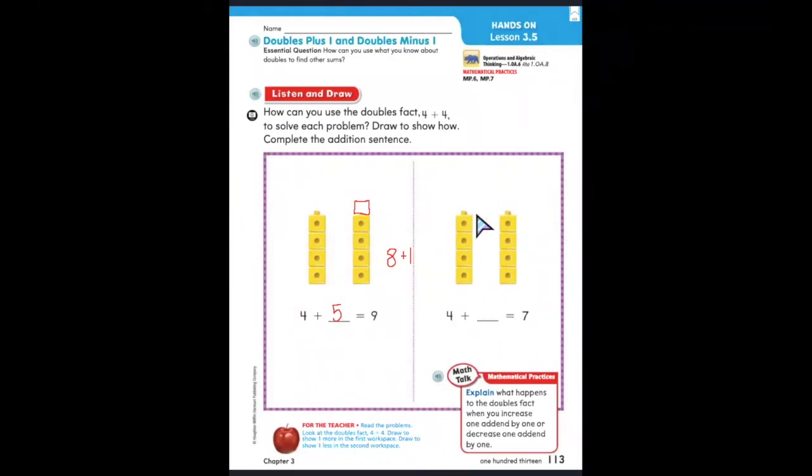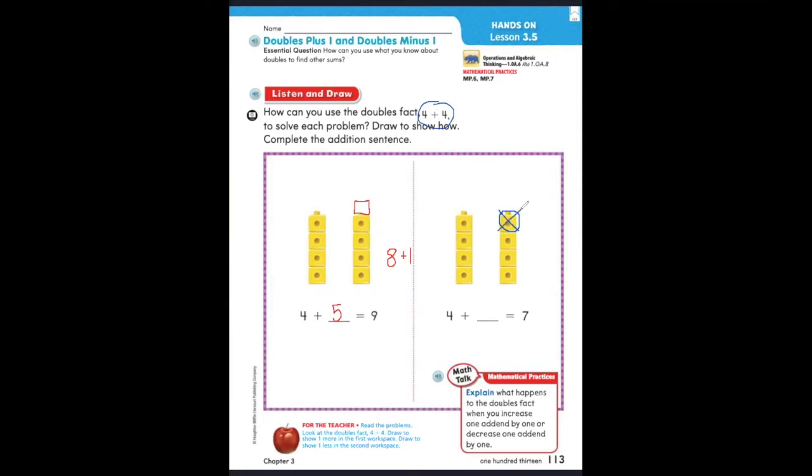Listen to the following math problem. Look at the doubles fact 4 plus 4. Draw to show one less in the second workspace. What doubles fact do the two yellow towers show now? Right now, they show 4 plus 4 equals 8. How can we change the towers to show one less? We can change the towers to show one less by circling one cube and crossing it out.